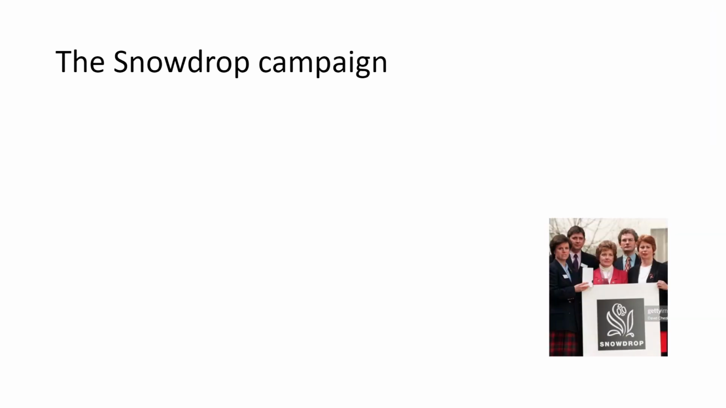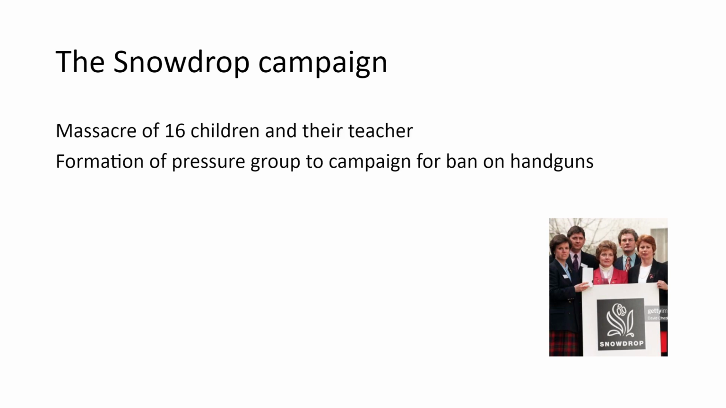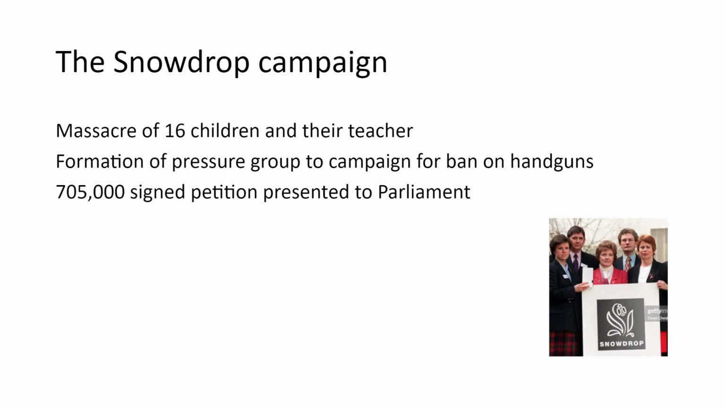So a little look at a particular pressure group, the Snowdrop Campaign. This followed the Dunblane massacre, and the pressure group was formed to campaign for a ban on handguns. 705,000 people signed the petition presented to Parliament, and that was in the days where people actually physically signed it. It wasn't an electronic petition. They actually cut a piece out of a newspaper and signed it and sent it in.